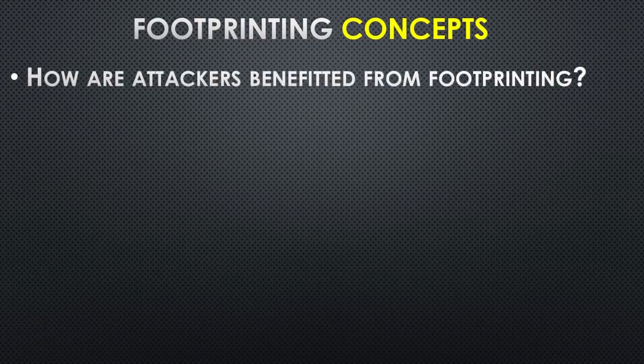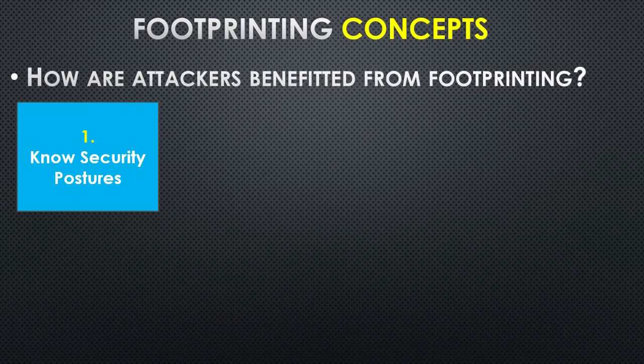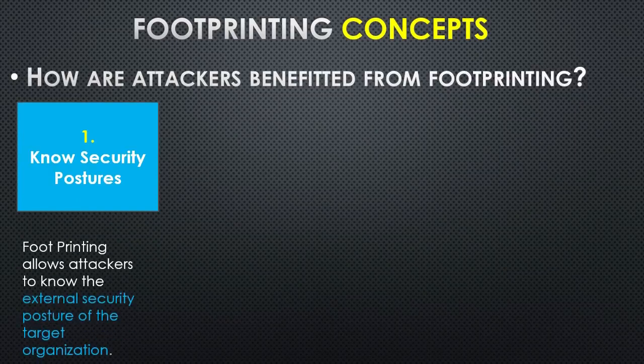Now let's see how hackers actually benefit from this step of pen testing. They know the security posture. Footprinting allows attackers to know the external security posture of the target organization. Security posture refers to the overall security strength of the target. This expresses the relative security of the IT state, particularly as it relates to the internal state and its vulnerability to outside threats.